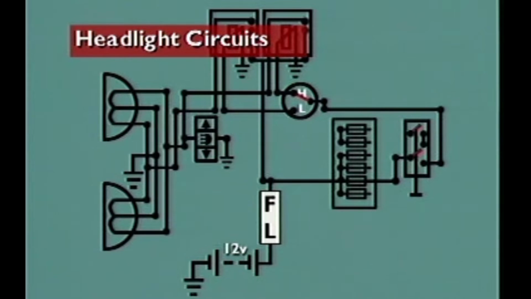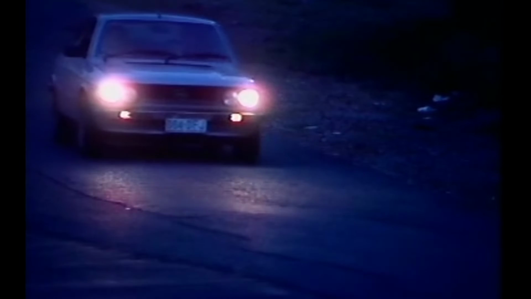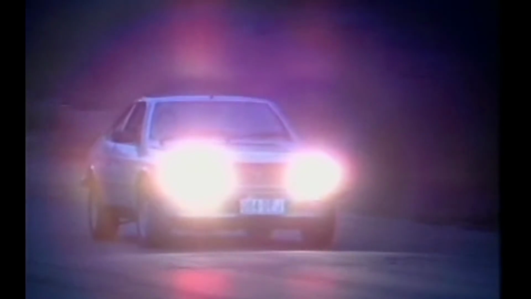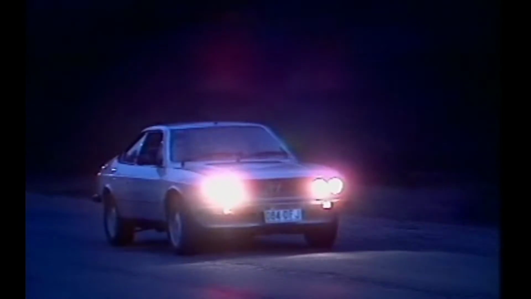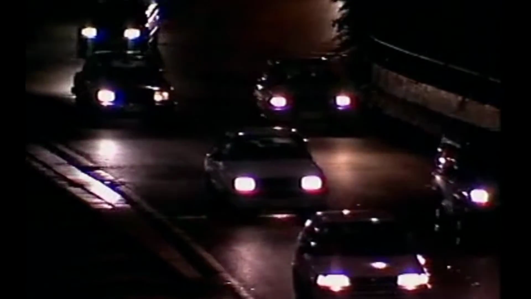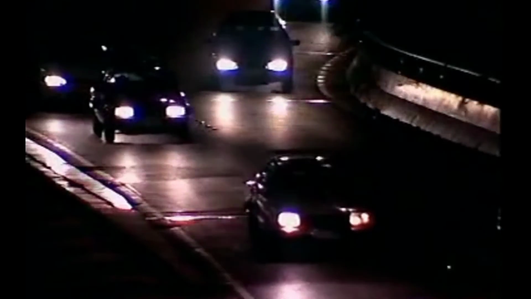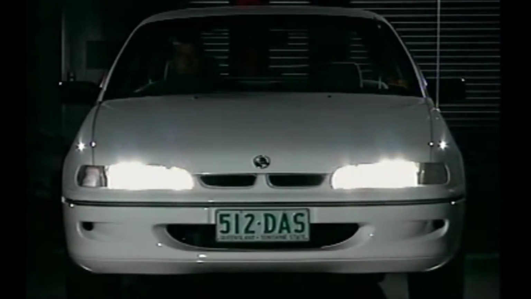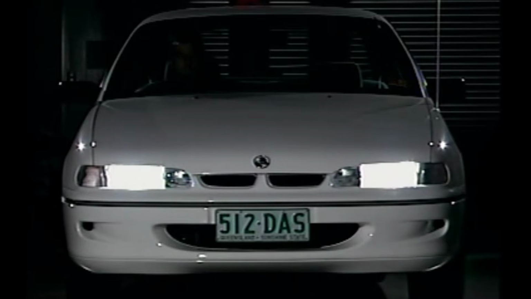This section examines headlight circuits. Bright, well-adjusted headlights are necessary for safe vehicle operation at night. The main beam provides a bright light suitable for driving on open country roads. The dip beam only is used in built-up areas. In country areas, the dip beam is used whenever oncoming traffic could be dazzled by the main beam.